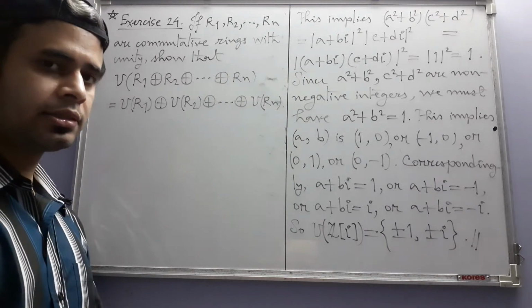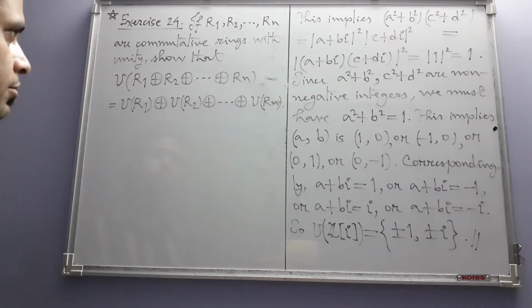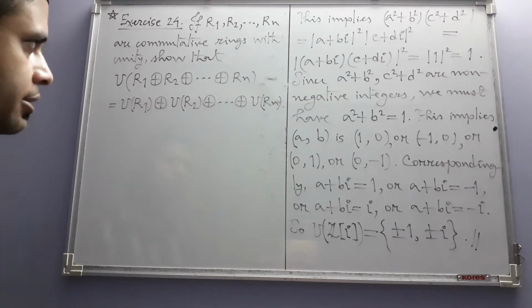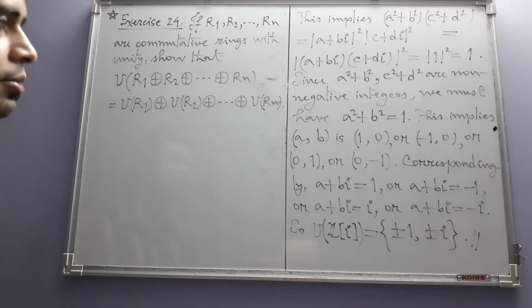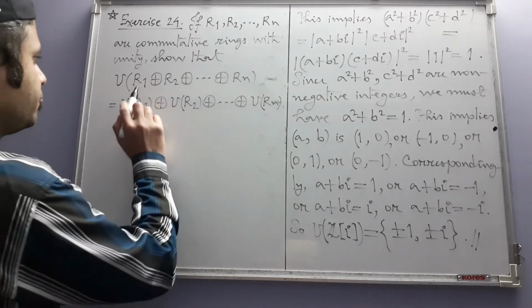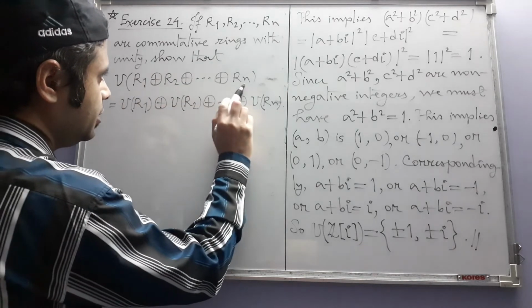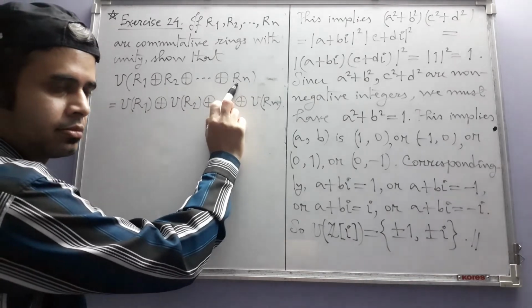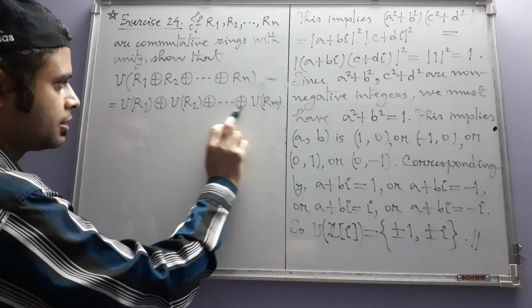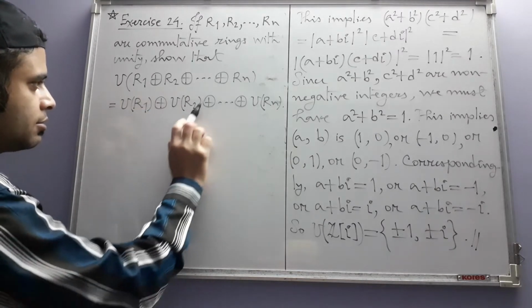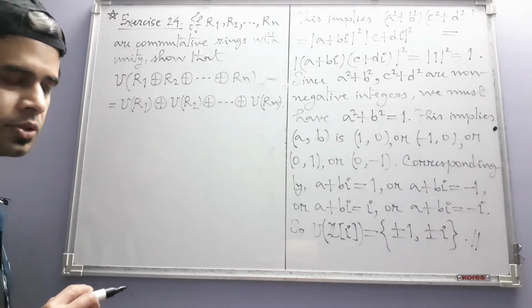Now you should understand that here there are two types of direct sums. I should not say there is no difference, but there is a slight difference. The direct sum you see here is a direct sum of rings, but the direct sum you see on the right side is a direct sum of these groups.